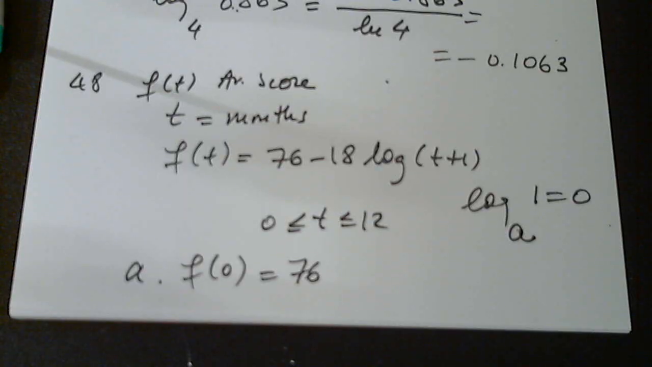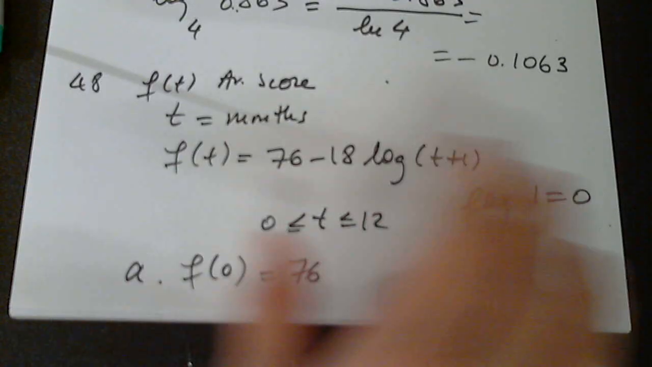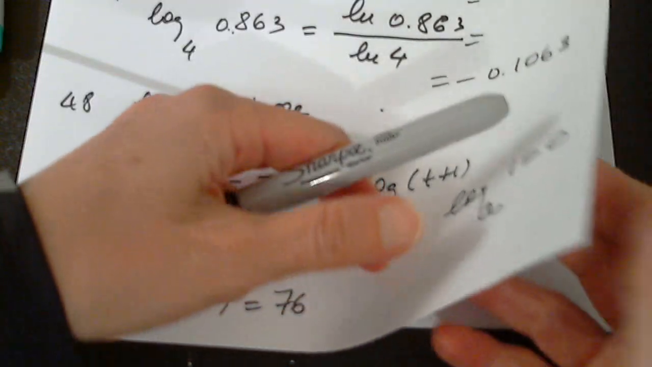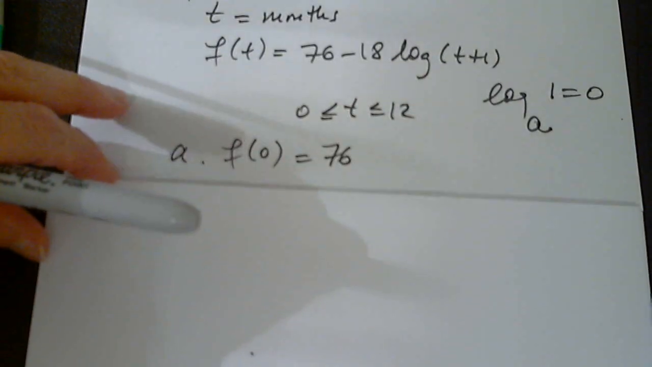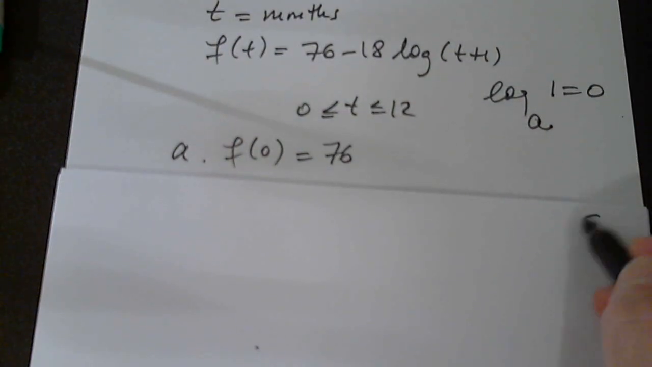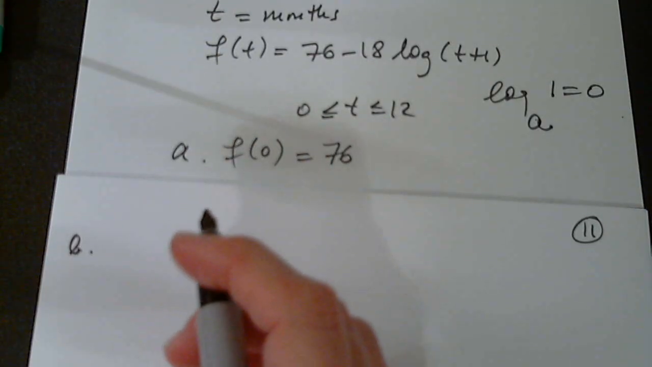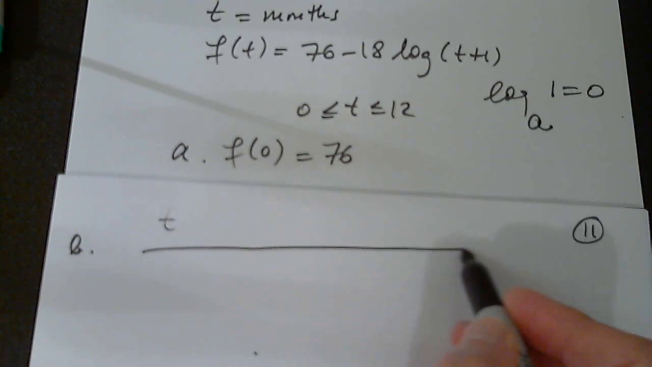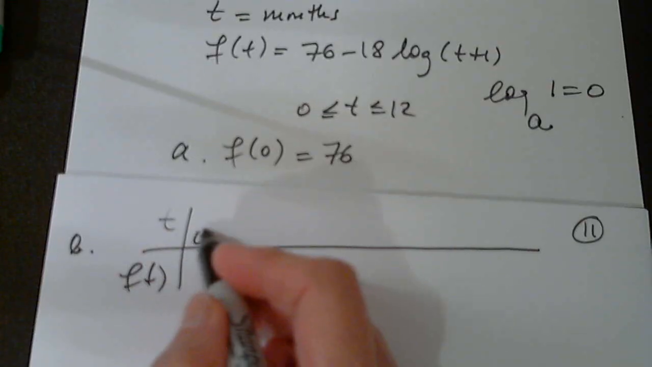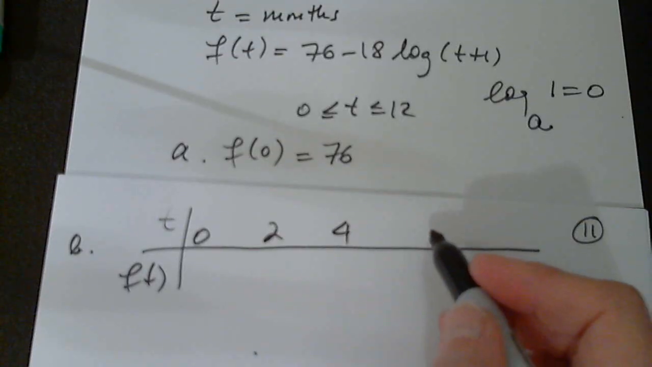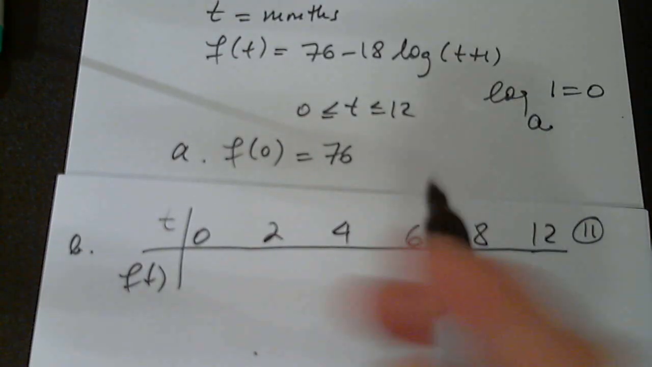In part B, after 2 months, after 4 months, after 6 months, 8 months, and 1 year. When I see that, I will immediately create a little table. The table is always self-explanatory. If I have all this information on pages and pages, it's more difficult to draw conclusions. So I have t, I have f of t, I already have the 0, and they want 2, 4, 6, 8, and 12.